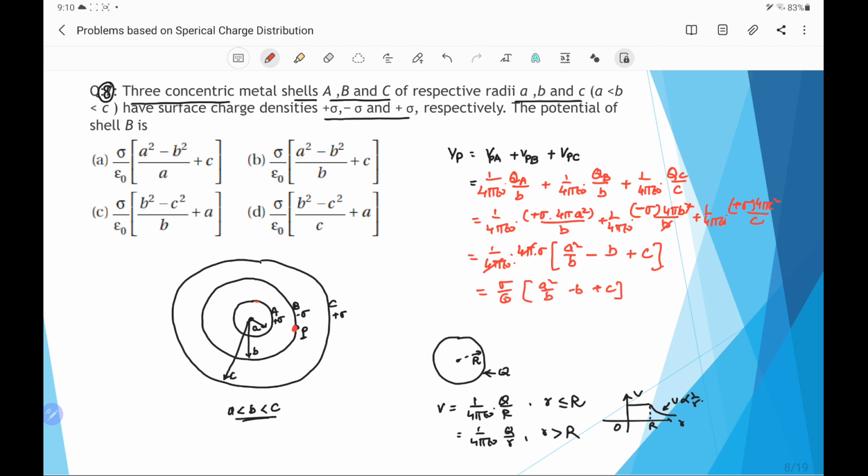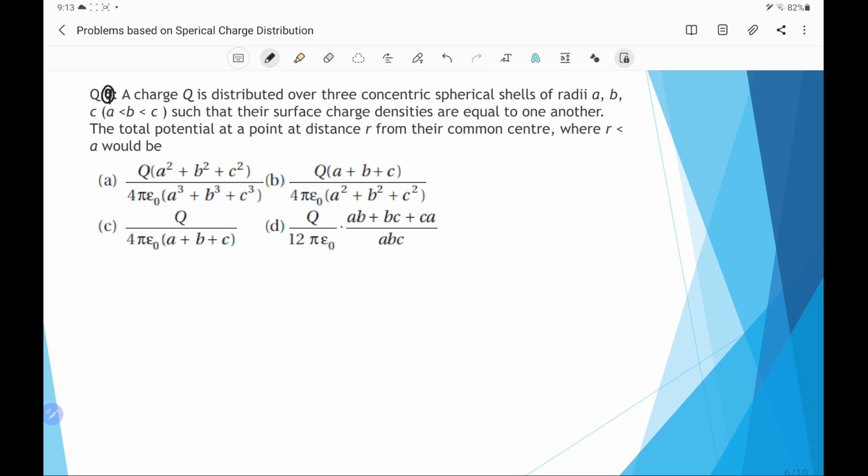If we check the option, we can write as sigma by epsilon naught, taking the B LCM, it will be A square minus B square plus C. So option B is the correct option. Similar to question 8, next question is question number 9.